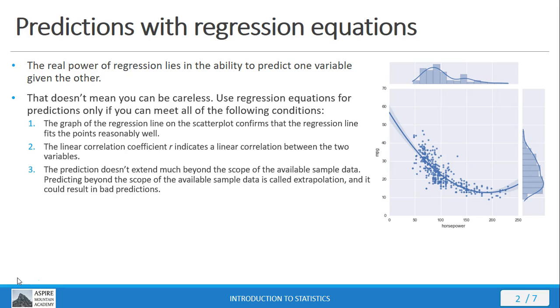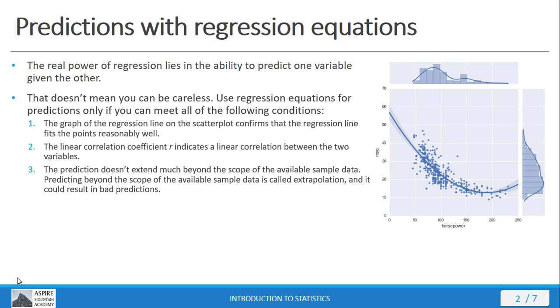And third, the prediction cannot extend very much beyond the scope of the available data. Predicting beyond the scope of the data that you have available is a problem, because the data is what actually creates the model. The data is what drives the model. So when you go outside the range of the data that you provided to create the model, you're going outside the predictive range for the model itself.